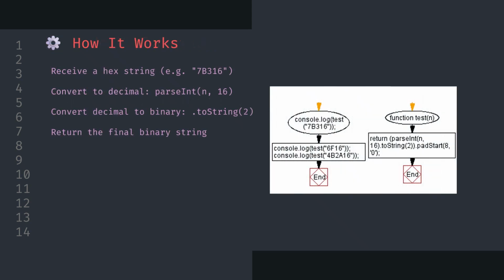Here's the flow. You start with a hex string like 7b316. You then convert that to a decimal number using parseInt. Then we convert that decimal to binary with toString(2). That's it. A simple two-step conversion that gives you an accurate binary result.